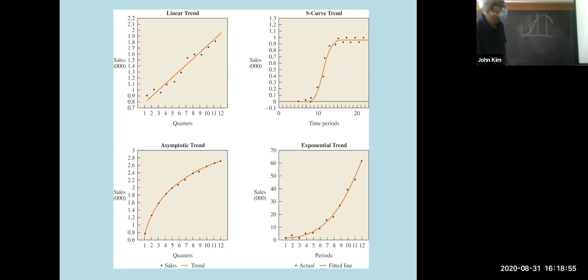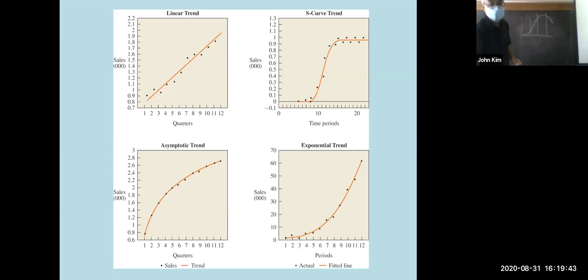Here, looks like the introduction part of product life cycle. So exponential trend is typical new product trend. And then asymptotic is about this part. So already matured or already in market. Okay.